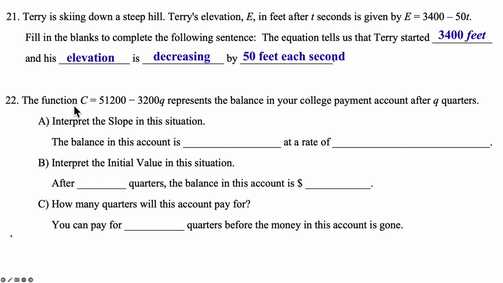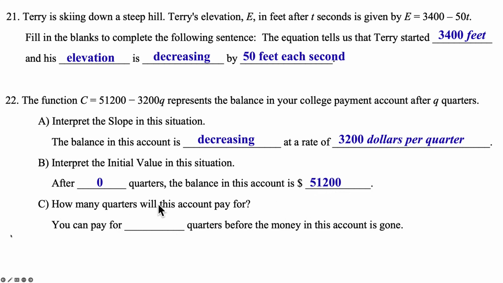22, the function C equals 51,200 minus 3,200q represents the balance of your college payment account after q quarters. Interpret the slope of the situation. The balance of the account is decreasing, because it's a minus, $3,200 per quarter. The intercept is 51,200. So after 0 quarters, your balance is 51,200.